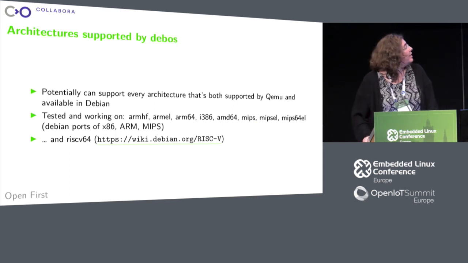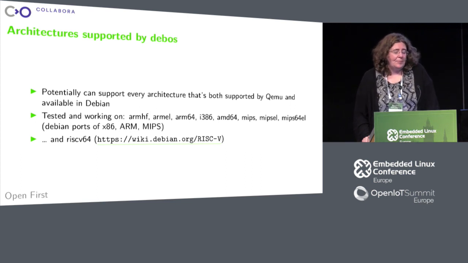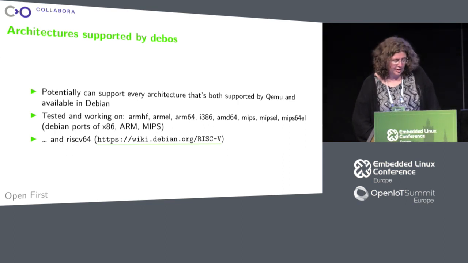Which architectures are supported by DevOps? A priori, you can use it in any architecture that is supported by QEMU, and is also available in Debian. However, we have only tested it in a handful of them, mostly ARM, MIPS, x86. It can also work potentially with RISC-V 64, that is the Debian port of RISC-V. I say potentially because RISC-V 64 is still not fully functional in Debian. The pieces are coming together. It will be in the future, but not yet. But the day it is there, you will be able to create a rootfs with DevOps.